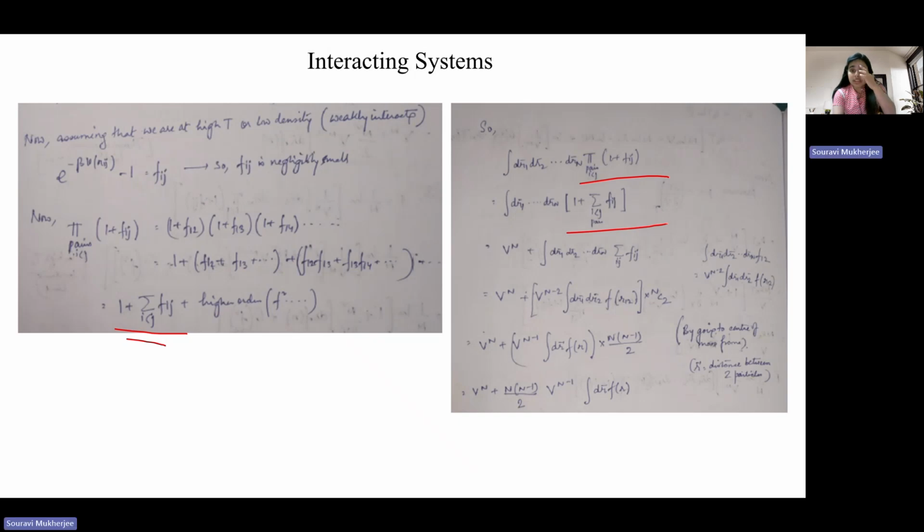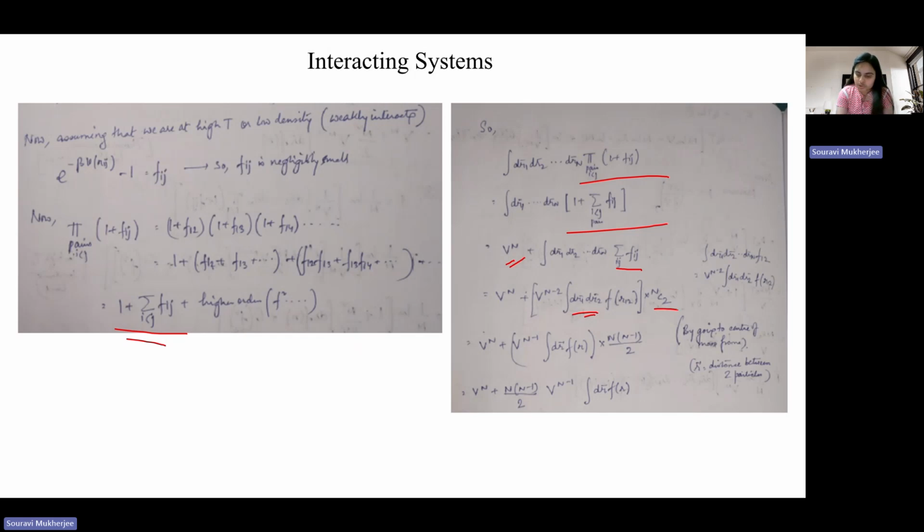What this is telling you is the first term is nothing but the volume to the power n, right? So this is already there. The second term has the summation of Fij involved. What is Fij? Fij is nothing but e to the power minus beta V of Rij minus 1, right? So this is a pairwise interaction. Now you have to use the fact that you can just retain two quantities. Out of n, in how many ways can you choose two variables? You can choose it in NC2 ways.